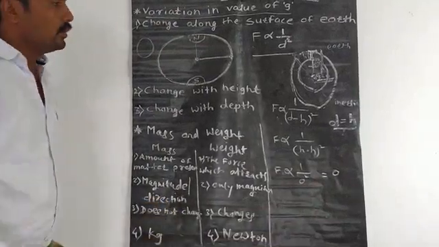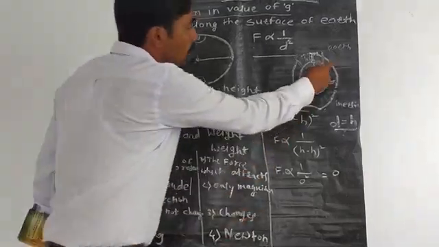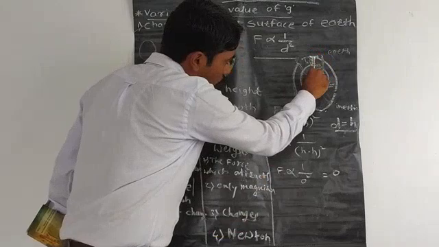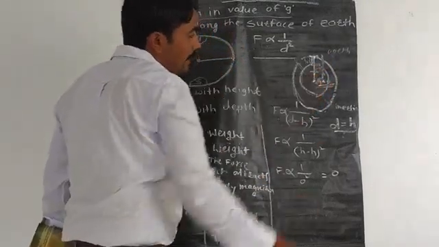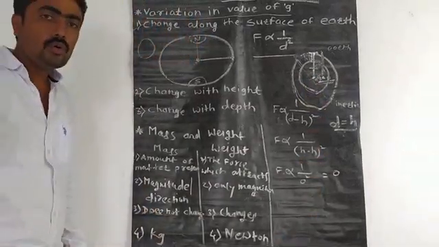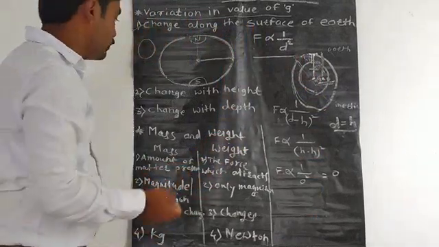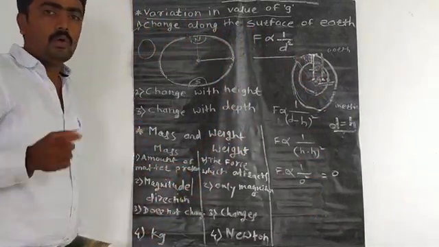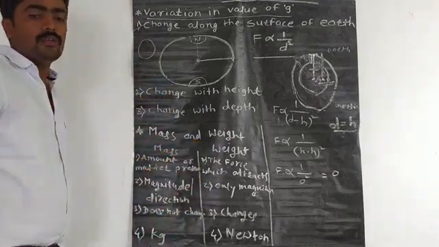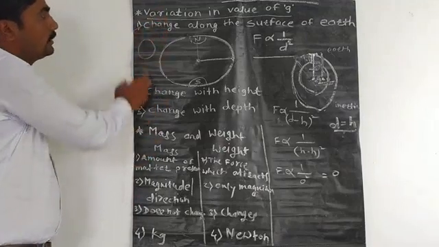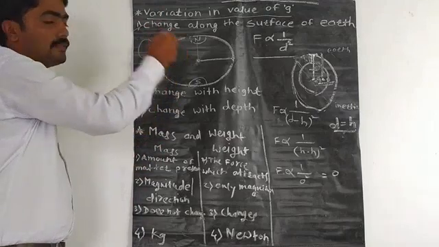From this, the value of g decreases as we go deep inside the earth. Earth मध्ये ज्यावेळेस आपण इनसाइड मध्ये जात असतो, the value of g decreases, and at the center of the earth, the value of g is equal to 0. From this condition, we have to know that the value of g decreases as we go deep inside the earth. So these are the three factors which affect the value of g.